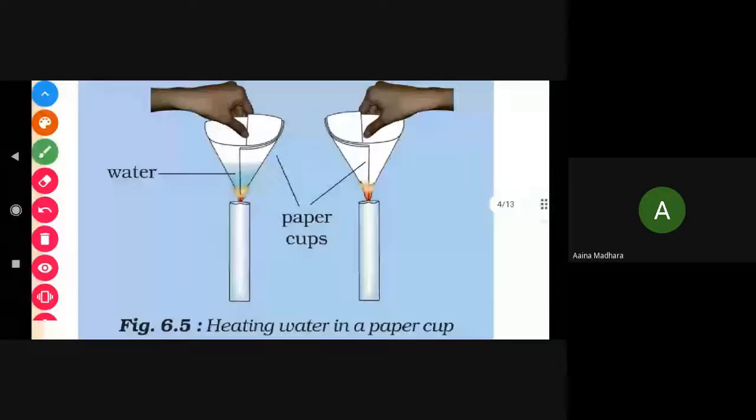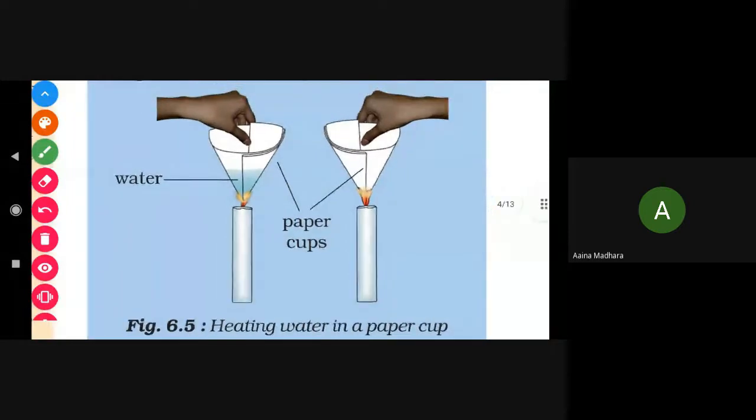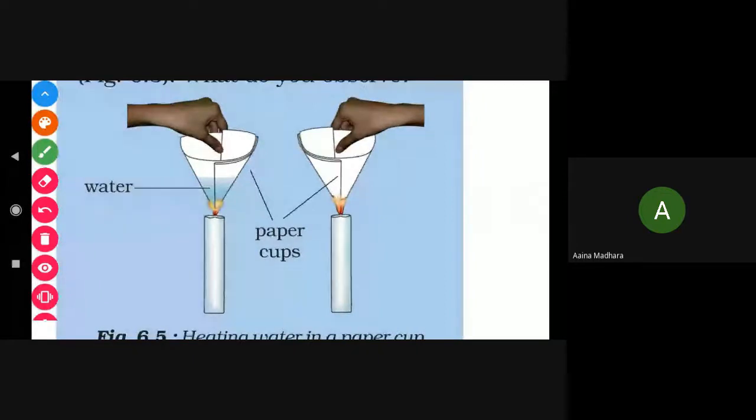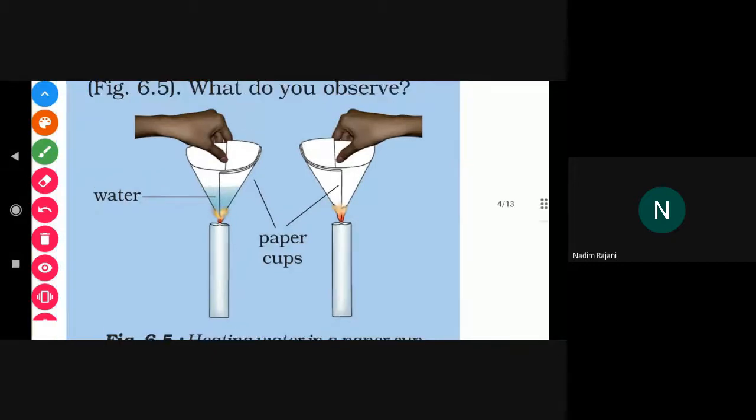Ma'am, can I read now? First answer the question, then I'll let you read. Which paper is going to burn faster? The left one or the right one? Right one. Correct. Why so? Because the white paper does not have water. It does not have water, correct. So it is going to reach the ignition temperature. What is the ignition temperature? Can you tell me what is ignition temperature?